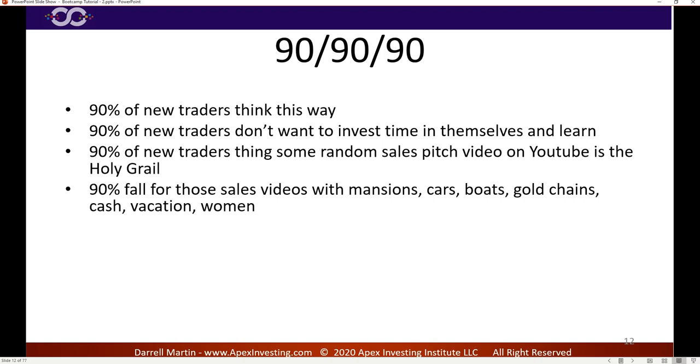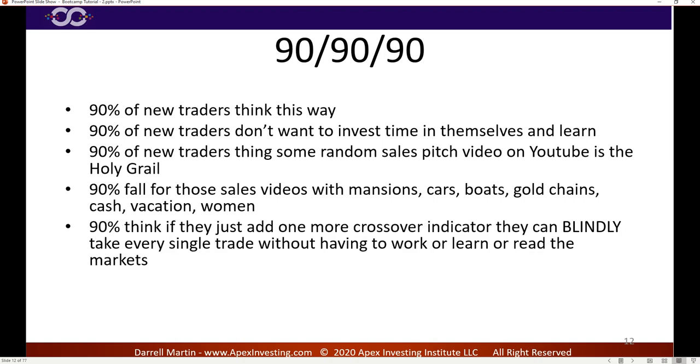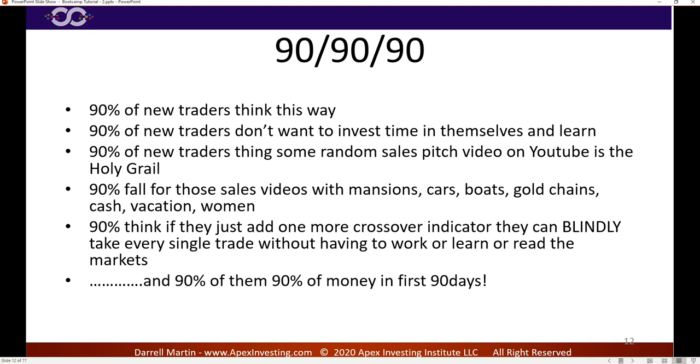And did it work? No. I've done it. I'll admit it. Years back, I did it, and it was a waste, right? 90% of people fall for that. 90% of people think, well, if I just add one more indicator, then I could just blindly take every trade without having to learn or read the markets. 90% of people think this way, and guess what? 90% of them lose 90% of their money in the first 90 days. Right?